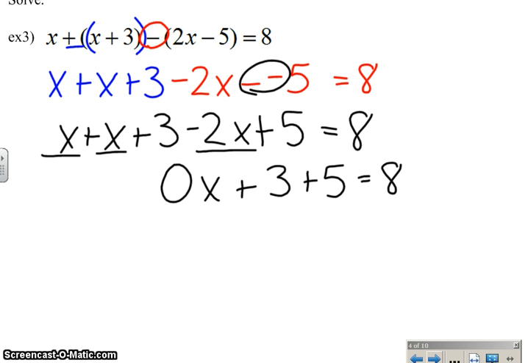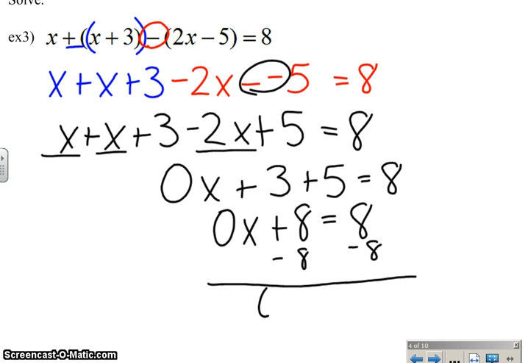So we have a 0x. 3 plus 5 is 8 equals 8. Undo the plus 8 by subtracting 8. And we're left with a 0x equals 0, which would lead us to 0 equals 0.